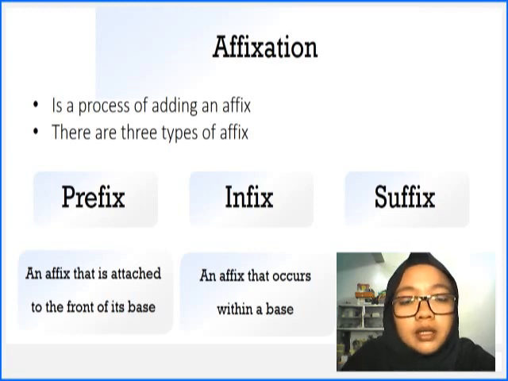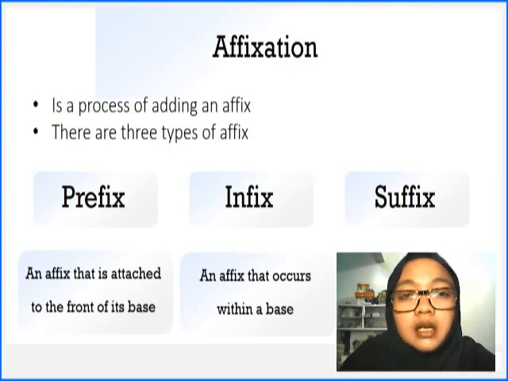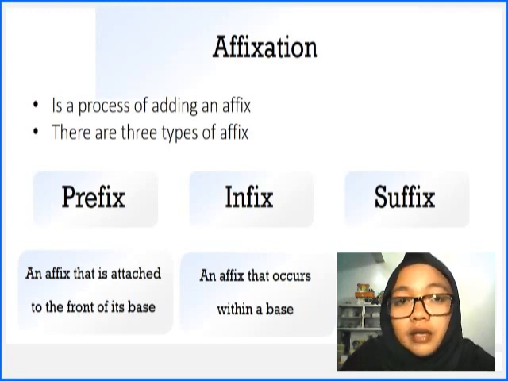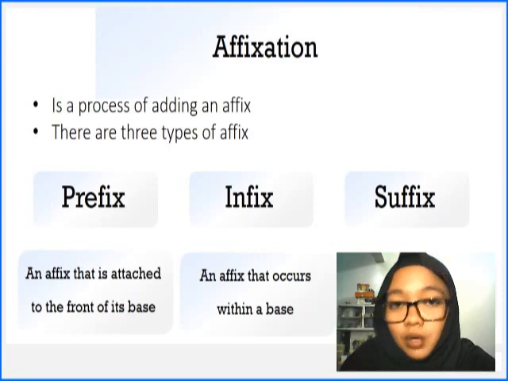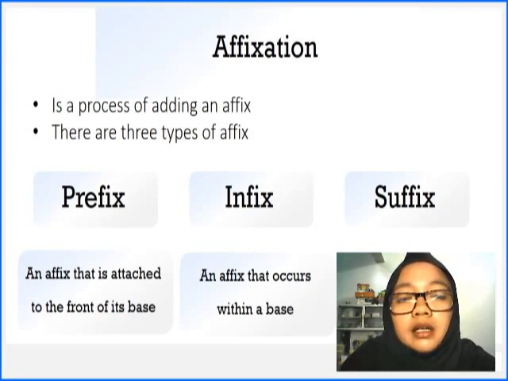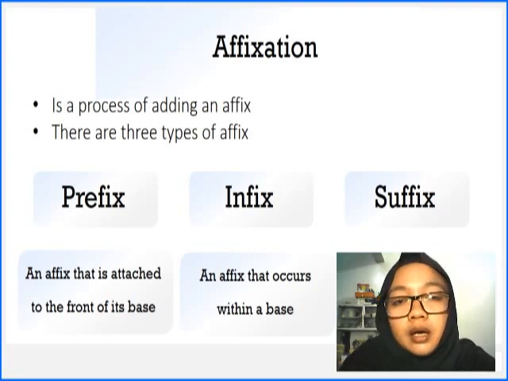And then the third is suffix. Suffix is an affix that is added in the final position of the word, at the end of the base, at the end of the root. So we add the affix in the end position of the base or the word. This is the most common affixation process in English. So the first one is prefix and the second one is suffix.